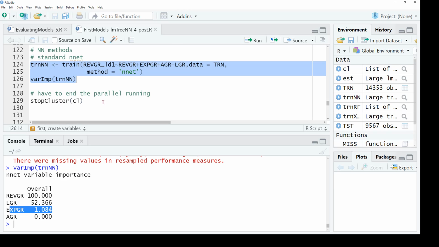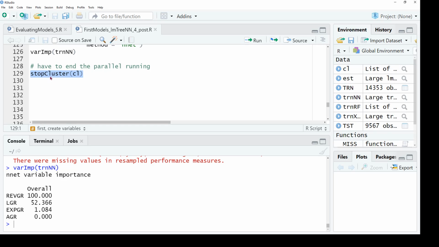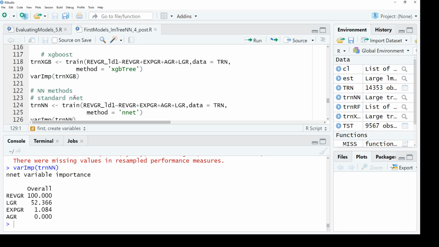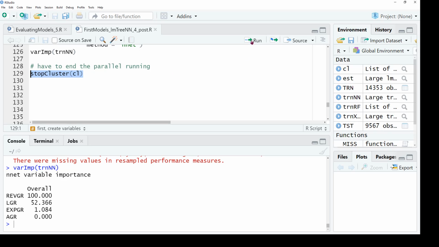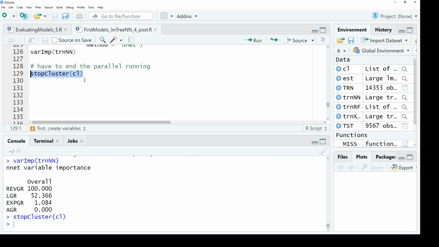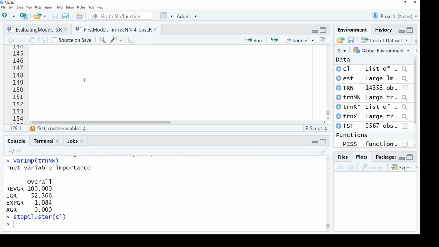So at the end of this, I've done all of this parallel processing. I need to stop it, otherwise it's tying up my cores on my machine. So I stopped this cluster. CL is what we named it up here. Remember, we made these and then registered, meaning start the clusters. So down here, I'm going to remove that. Now it's back to running normal.